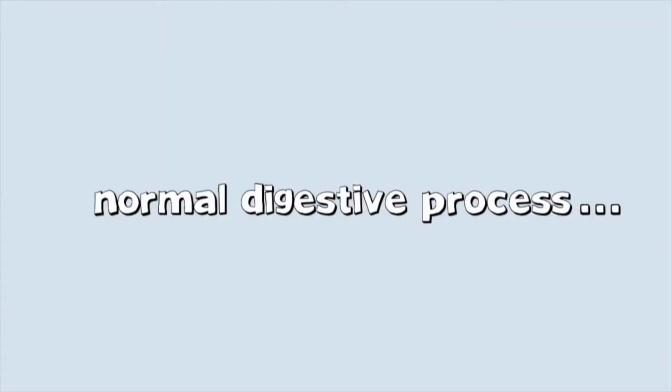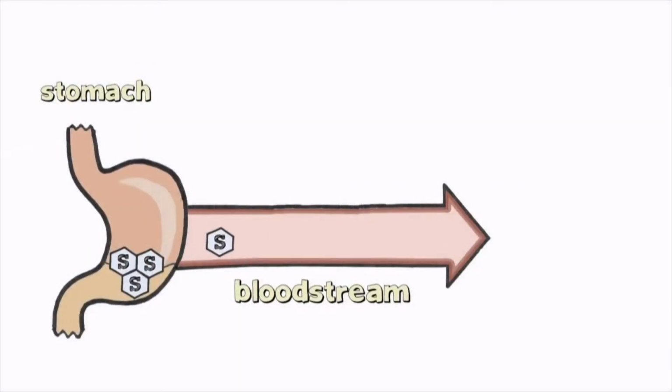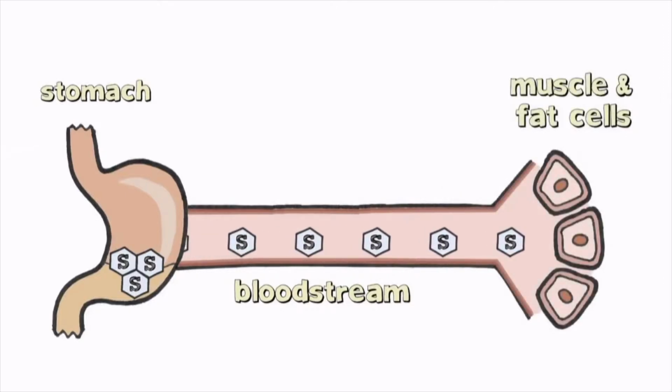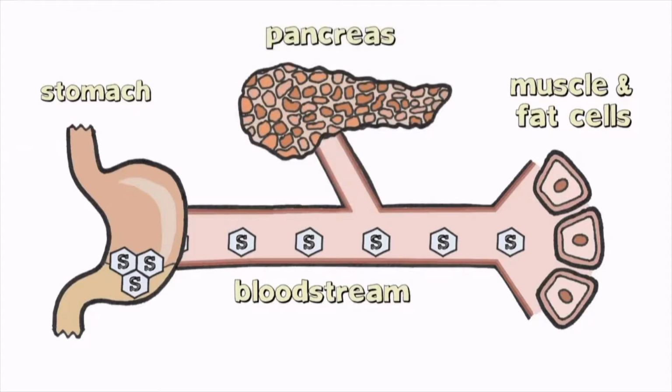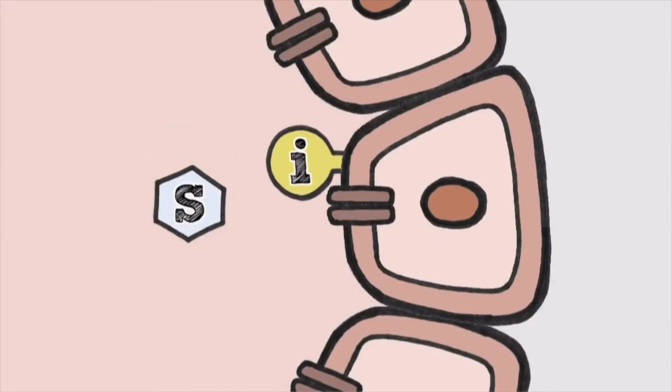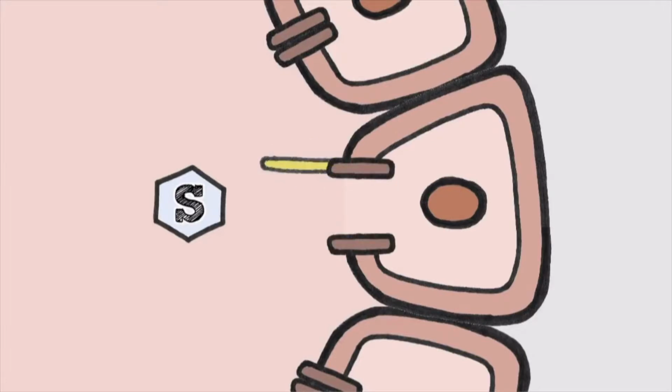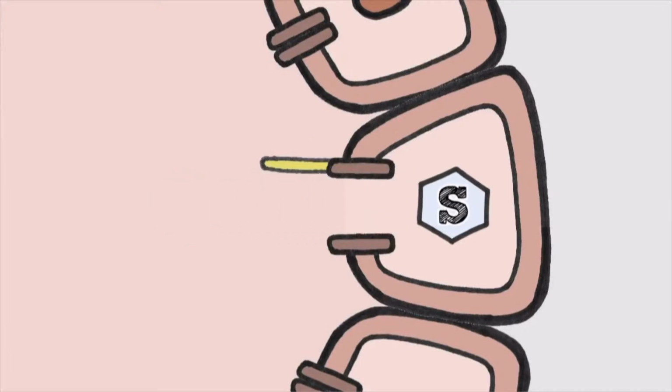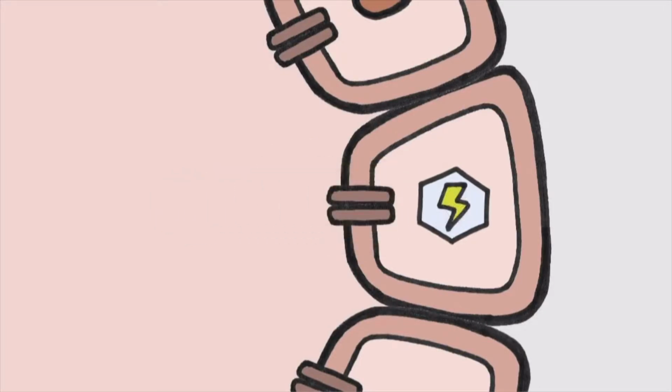In a normal digestive process, sugar travels from the stomach, through the bloodstream, to your body's muscle and fat cells. However, sugar can't enter these cells without the help of a special hormone called insulin, which is produced by the pancreas. Insulin acts like a key, unlocking the doors to the muscle and fat cells and allowing the sugar to enter. The cells then use this sugar as fuel to provide energy for the body.